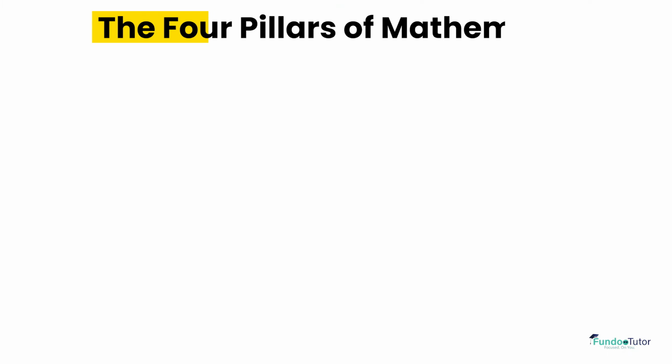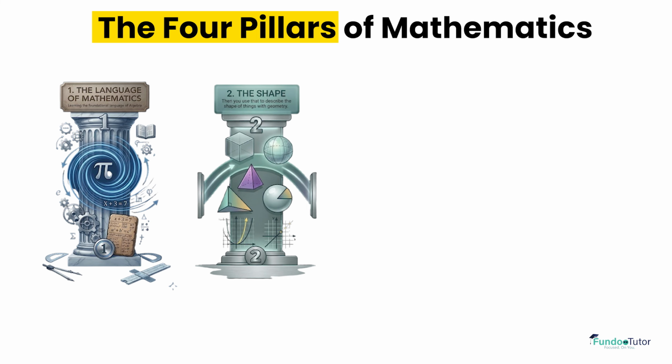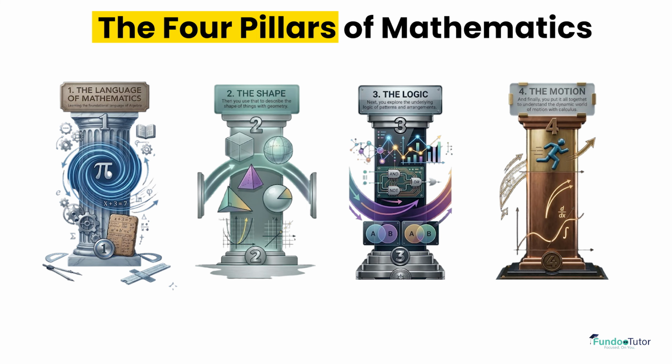So how do we make sense of it all? Simple. We're going to group everything into 4 pillars. Just think of these as the main building blocks of your course: the language, the shape, the logic, and the motion of mathematics. This framework is going to help you connect all the dots.